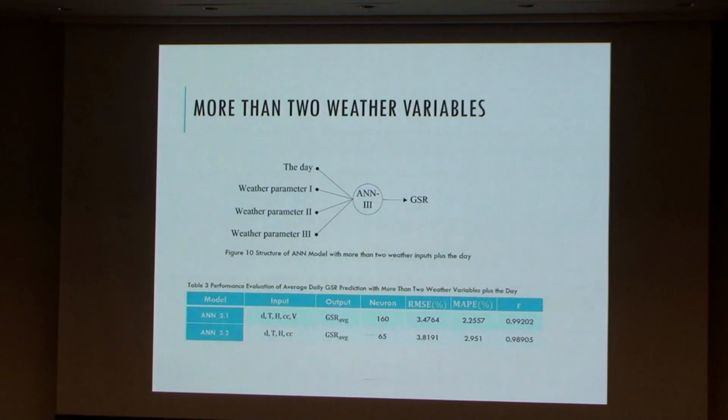The third sub-step in step number 1, sub-step number 3, uses more than 2 variables. Here the first model has, of course, the better result. With more input variables, we get better results, but a more complicated model. So this is step number 1. Step number 1 is comparing and finding the best weather variable.